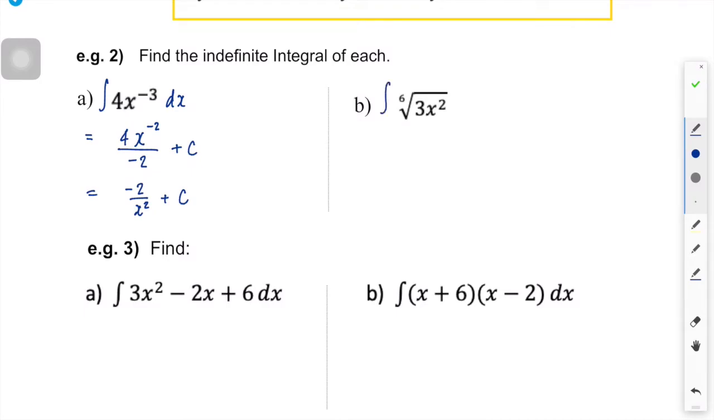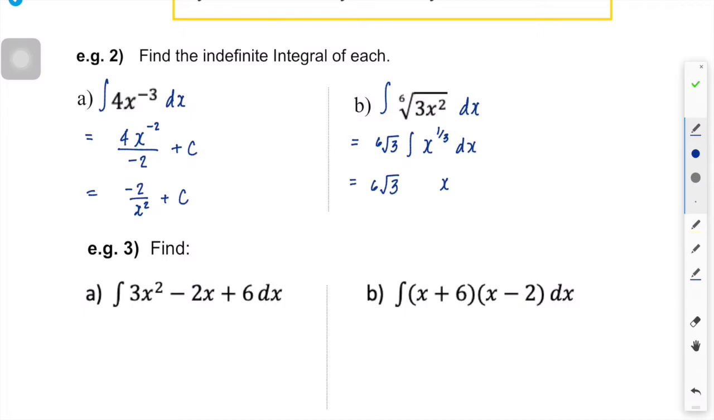How about the next question, B? I can first rewrite the two parts of this monomial separately. So I'm going to leave the coefficient of the 6th root of 3 outside of my integral symbol. And then I have the 6th root of x squared. I can turn this into x to the power of 2 over 6, or 1/3, dx. And then find the integral of that.